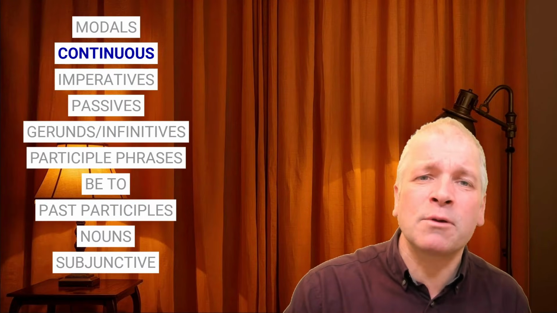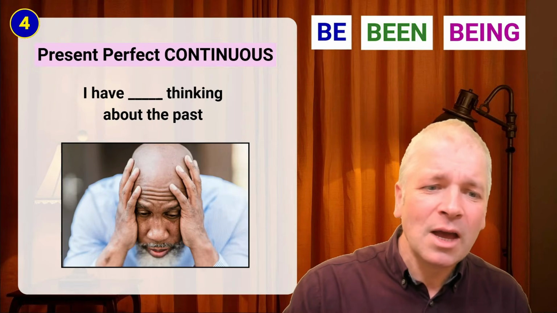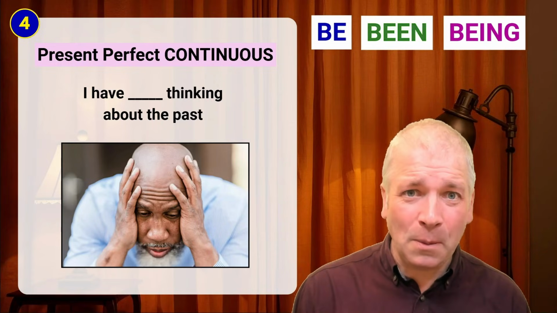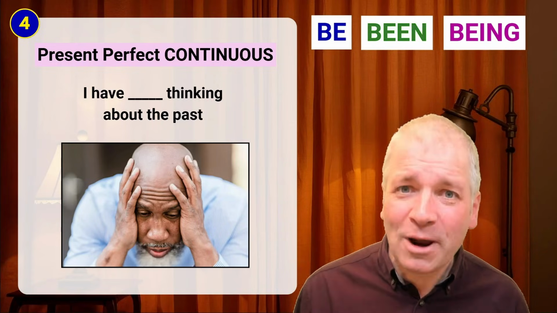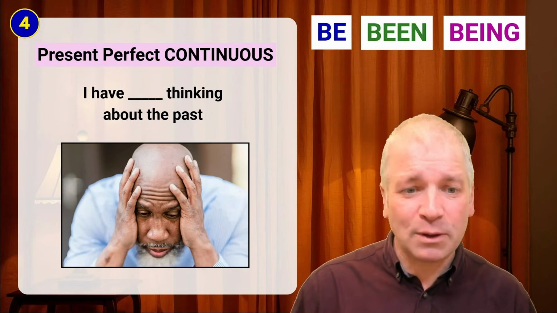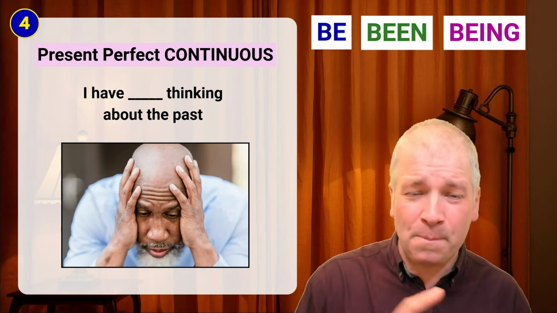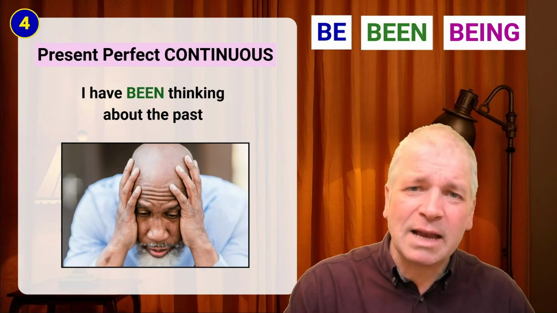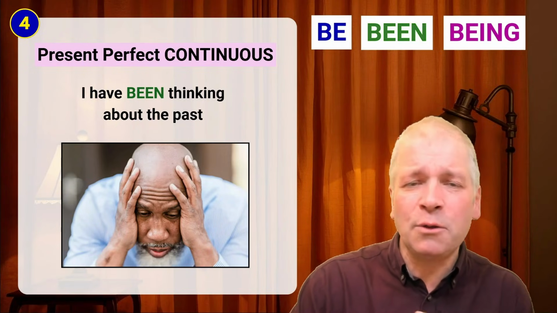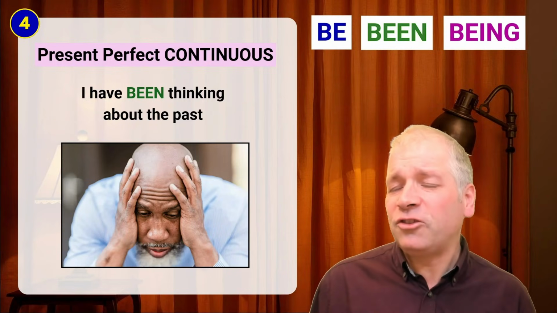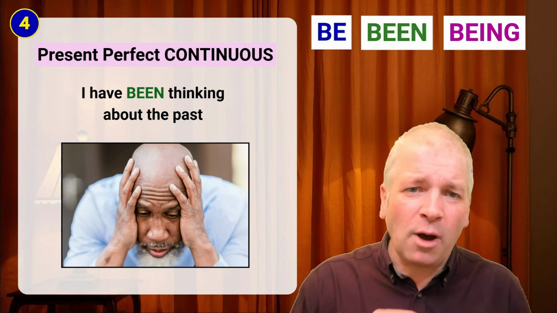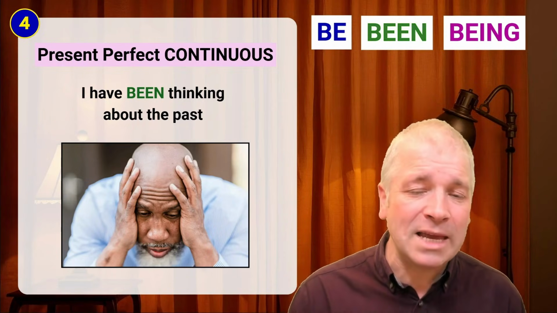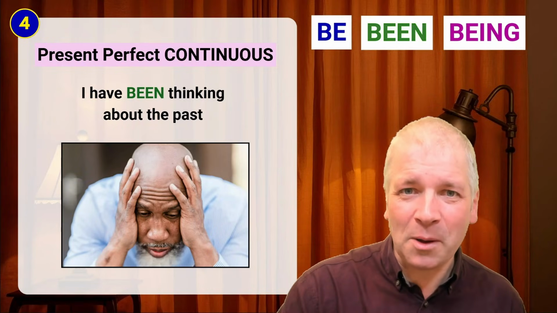What about the continuous form of English more generally then? First of all, the present perfect continuous. This man was thinking in the past and thinking up to the present. And he says, "I have something thinking about the past." Is it be, been, or being? This one is been, again, because it's the perfect form. I have been thinking. So to make the continuous form with the present perfect, we use I have and then the past participle of the verb to be, which is been, and then the ing form of the verb.